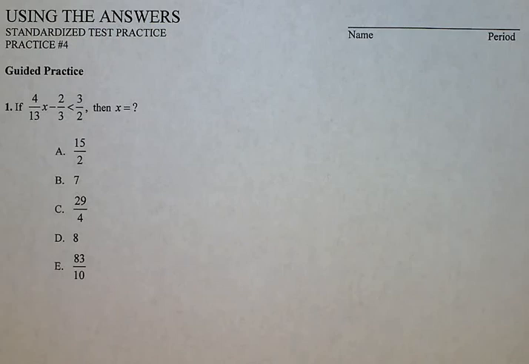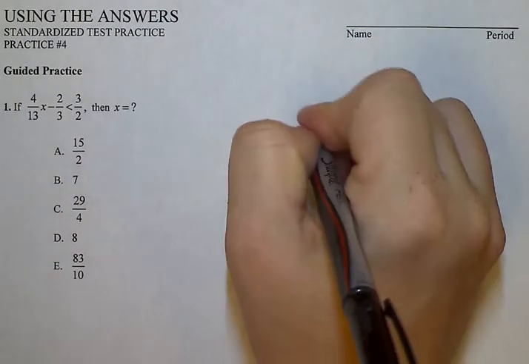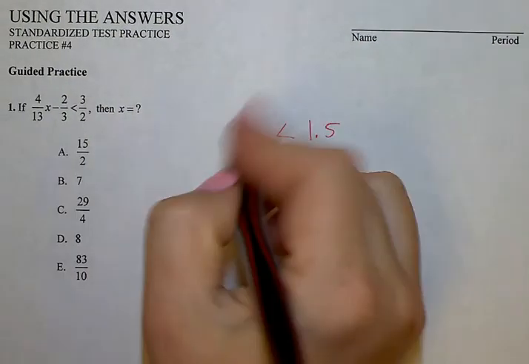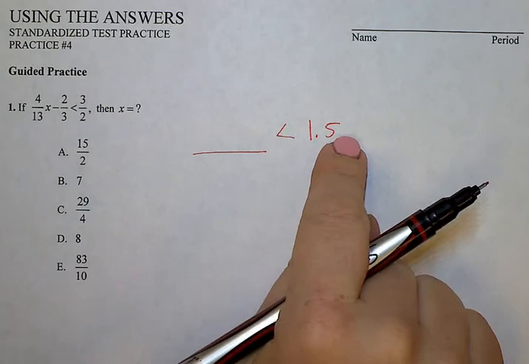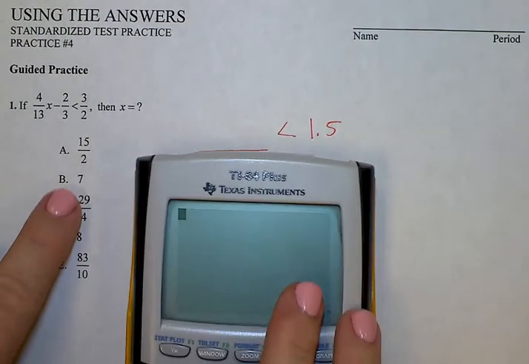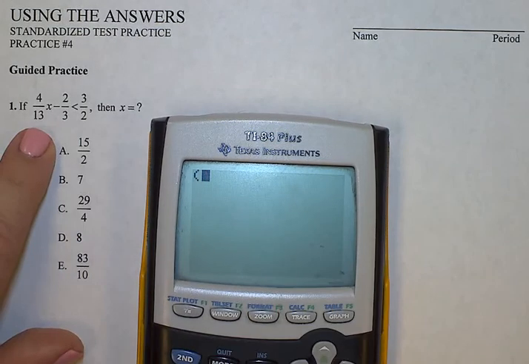Well, let's first figure out what is 3/2 as a decimal. So 3 divided by 2 is 1.5. So I have 1.5 on the right, and I want this value to be less than 1.5. The calculator is going to do the work for us from this point forward, as long as we plug it in correctly. So I'm going to start with the fraction, 4 divided by 13.